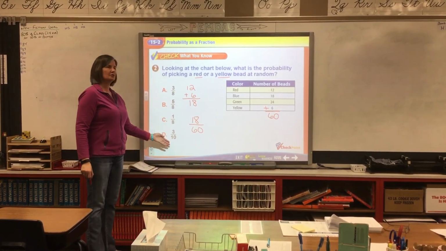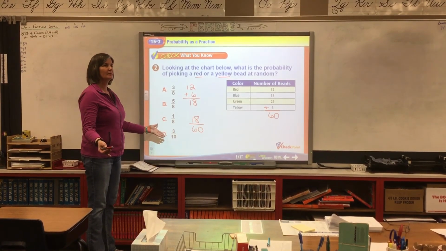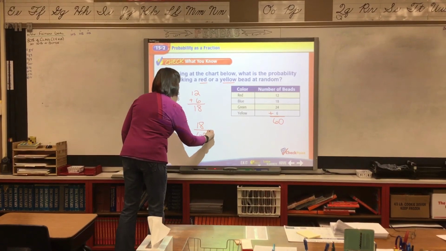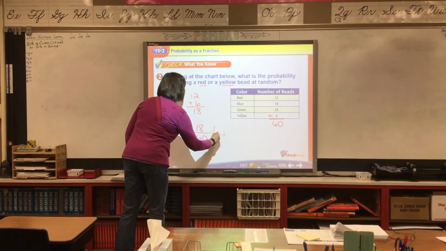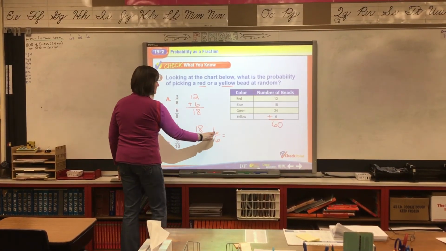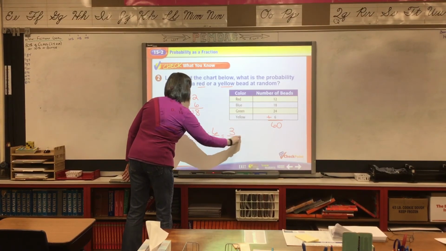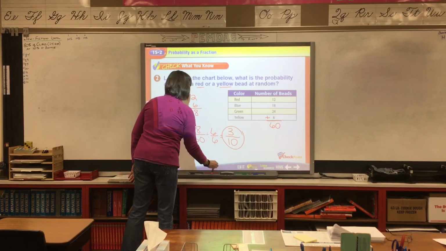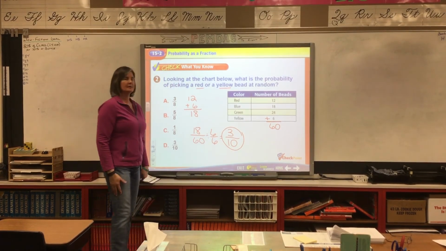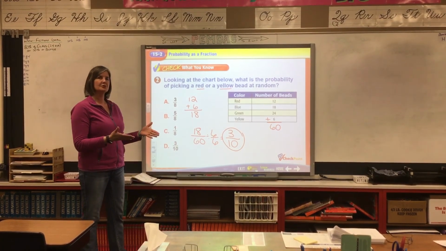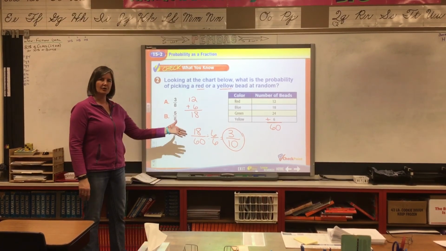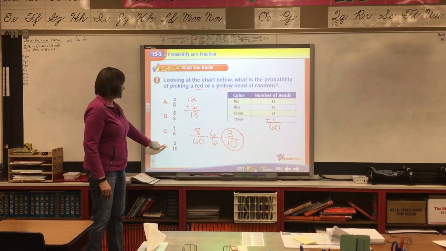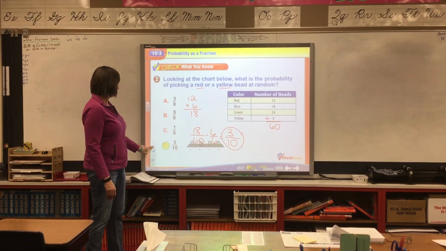That's not one of my answer choices, because I need to simplify it. Both 18 and 60 are divisible again by 6. 18 divided by 6 is 3, and 60 divided by 6 is 10. Is 3/10 in simplest form? Yes, and we know it is because the factors of 3 are 1 times 3. 3 is not a factor of 10, so their greatest common factor is 1, which means it's in simplest form. So letter D would be our correct answer.